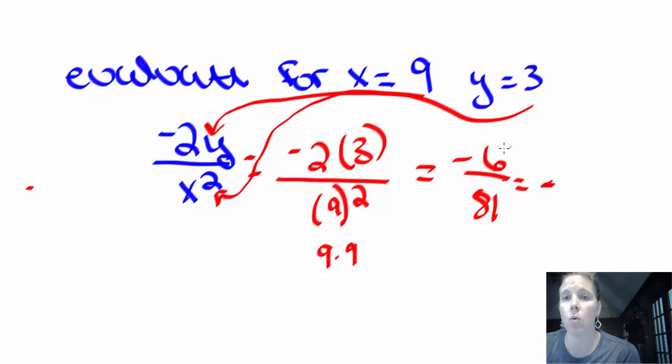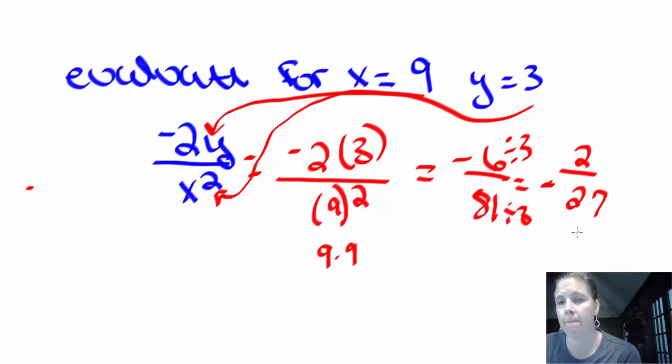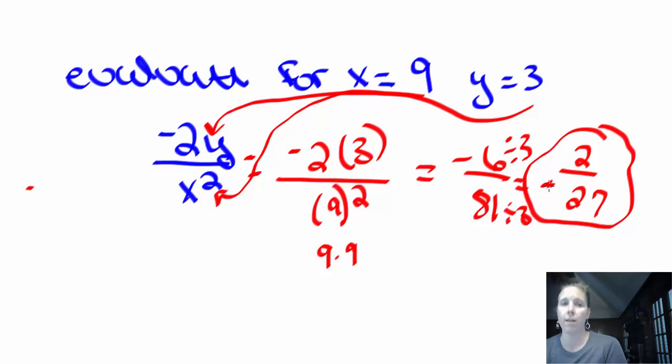It doesn't matter where the negative is. So we know that 3 will go into both of these. So 6 divided by 3 is 2. Okay, 81 divided by 3 is 27. Yep. So, and this will not reduce anymore. -2/27. And the negative can be in the bottom, top, or in the middle. You just have to have one of them. Okay?